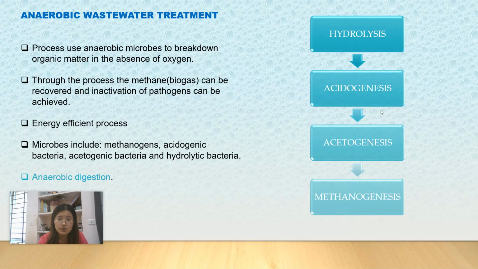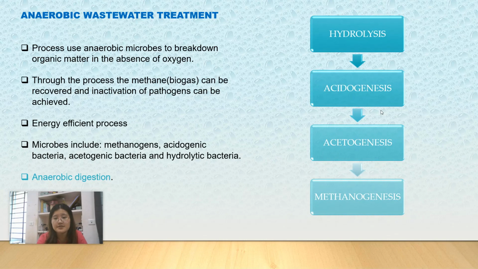In acidogenesis, the byproduct of hydrolysis, that is the simpler form of insoluble organic matter, is fermented into short volatile fatty acids, alcohols, carbon dioxide, and ammonia. The key microbes here are Enterobacter, Lactobacillus, and Streptomyces.